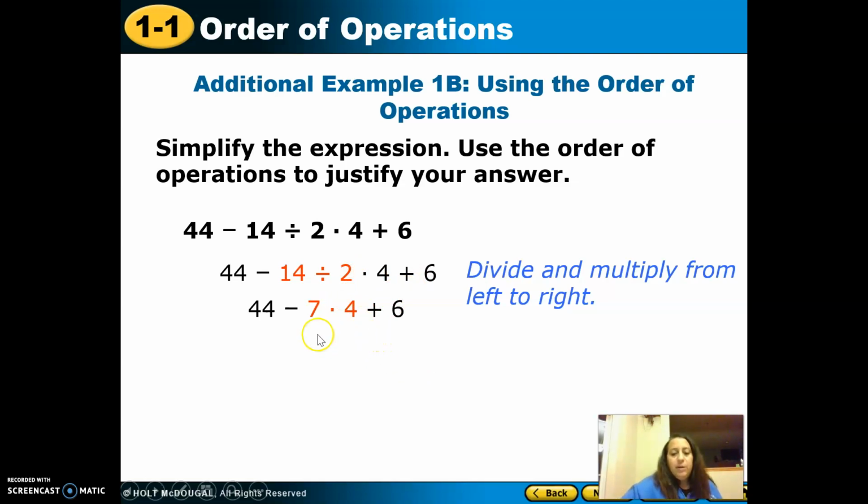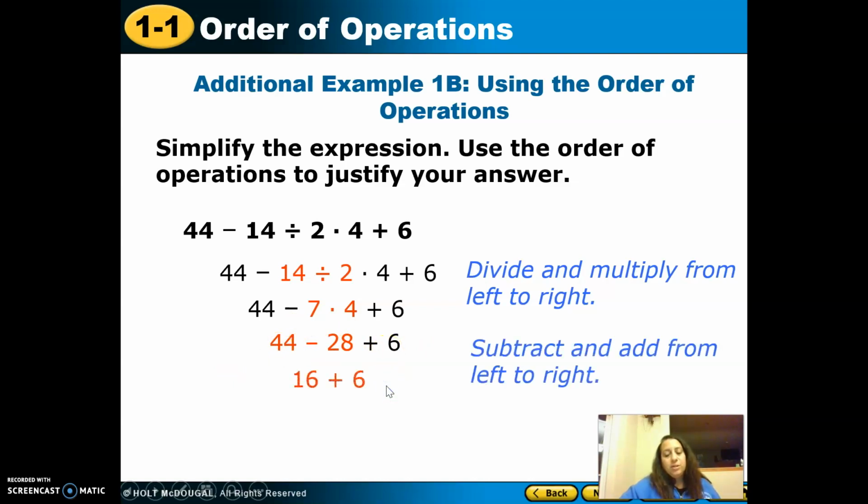Next thing we need to do is this multiplication right here, the 7 times 4, which is 28. So our next line is 44 minus 28 plus 6. Now we're left with addition and subtraction, which is the last set in our rules. But again, we want to go left to right. You want to do 44 minus 28, which is 16, plus 6. Don't go the other way around. If you do, you're not going to end up with the right answer. So 16 plus 6 is 22.